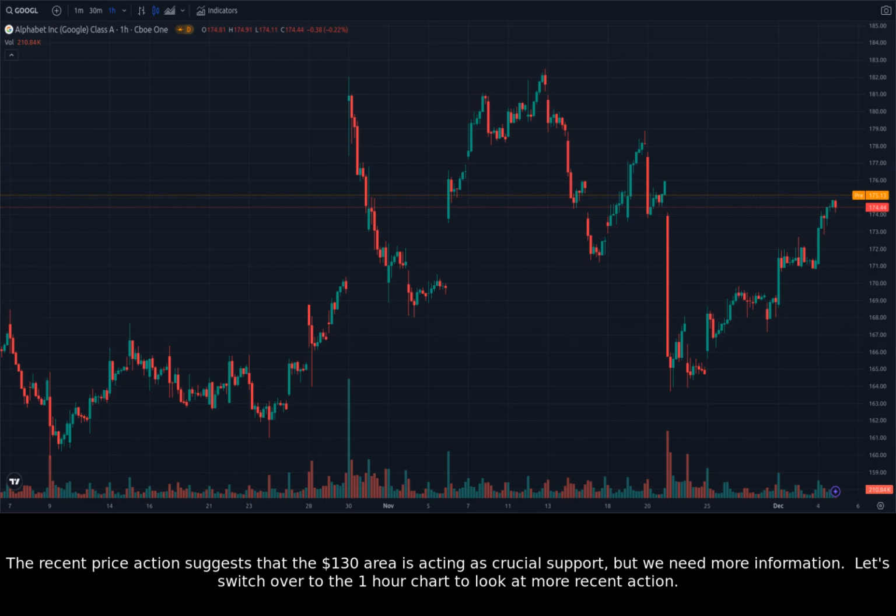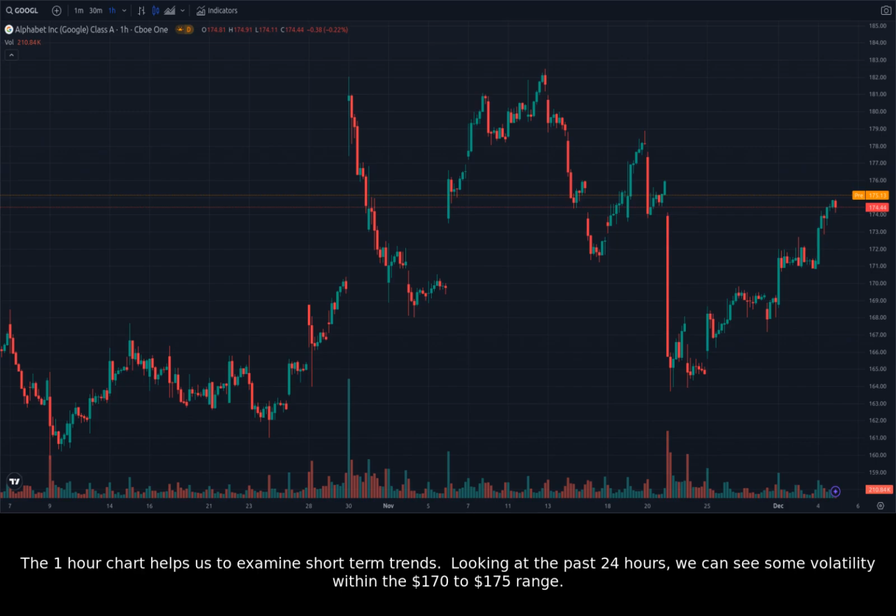The recent price action suggests that the $130 area is acting as crucial support, but we need more information. Let's switch over to the 1-hour chart to look at more recent action. The 1-hour chart helps us to examine short-term trends.